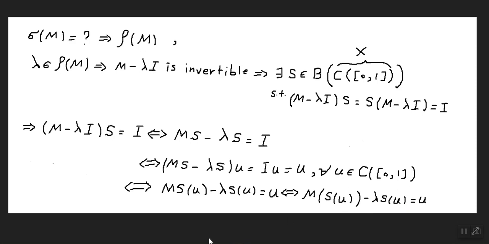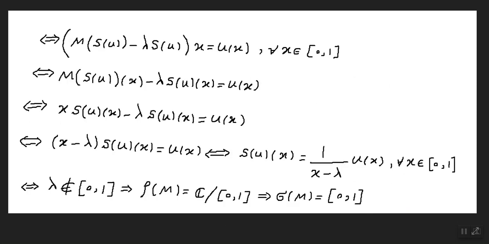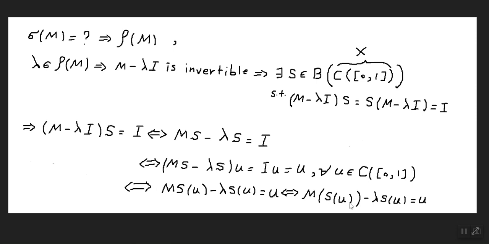So look at this. Yes, let me show you one more time. Okay, now in the bottom line, what do we have here? This is a function here. This is a function here. This is a function here. And M of S u is a function here. So S u is a function here. So lambda S u is a function here. So here we have the difference of two functions. What you see here, this one is a function, and u also is a function. So left and right are two functions here, belonging to C, two continuous functions.